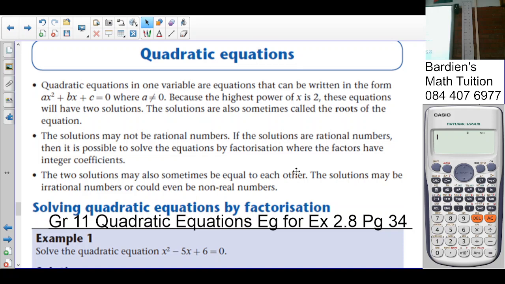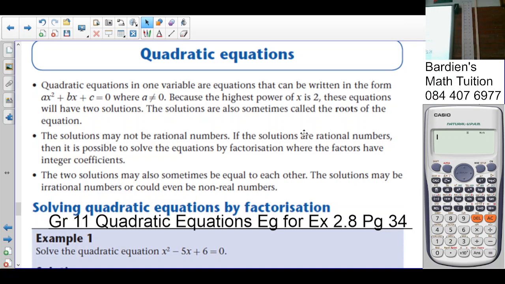The solutions are also sometimes called roots of the equation, sometimes zero values as well. They also give the zero values, also the solutions to the equation. The solution may not be rational. Sometimes it will be irrational, as you will see later on when we do completing the square. It's possible to solve the equation by factorization, where the factors have integer coefficients. So that is what we dealt with thus far.